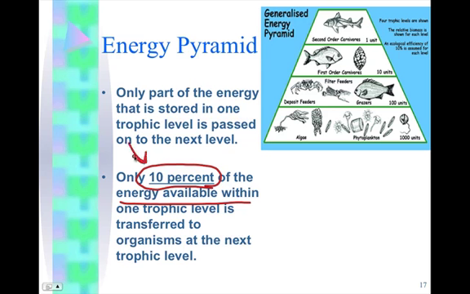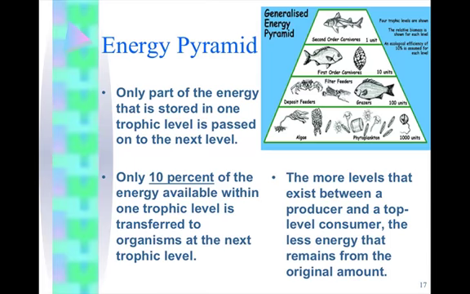This is key. And remember, the rest of it is lost as heat energy. The more levels that exist between a producer and a top-level consumer, the less energy that remains from the original amount. So if this is 1,000, this is going to be 100, this is going to be 10, and this is going to be 1.